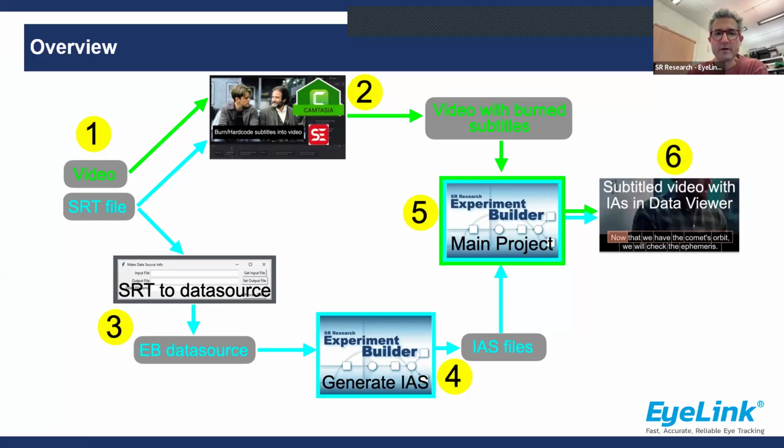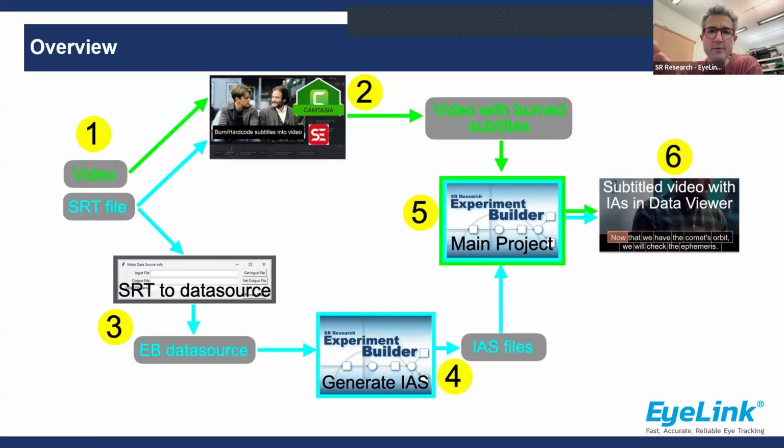and interest area files. Interest area files are text files that Experiment Builder can use in order to generate interest areas into the data, so you can see it in Data Viewer. In order to generate these interest area files, you would also need to use the SRT files as input into a little program that we can give you, which is an SRT to data source program. It's really a Python script that we have turned into an app.